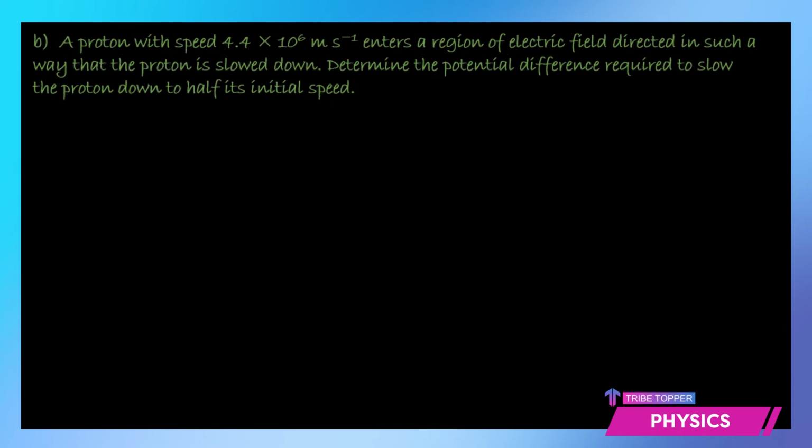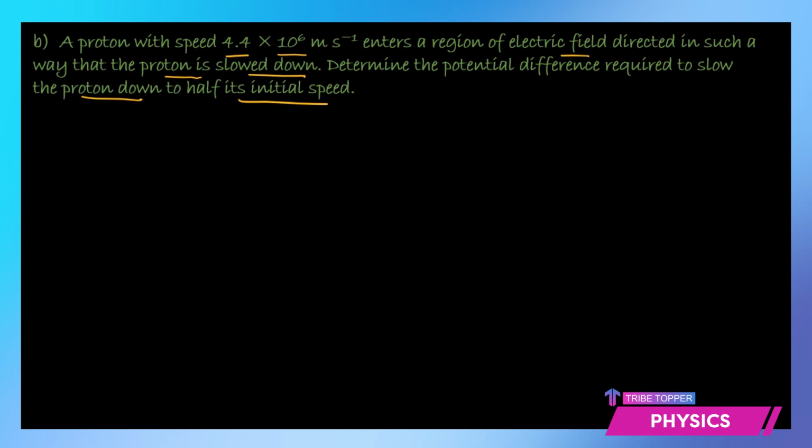The second part of the question says, a proton with speed 4.4 times 10 to the power 6 meters per second enters a region of electric field directed in such a way that the proton is slowed down. Determine the potential difference required to slow the proton down to half its initial speed.